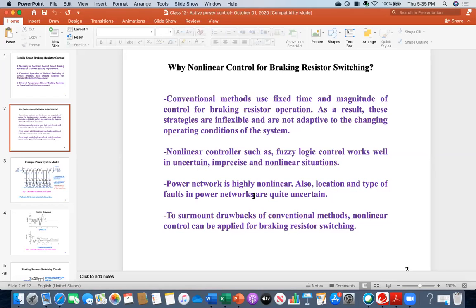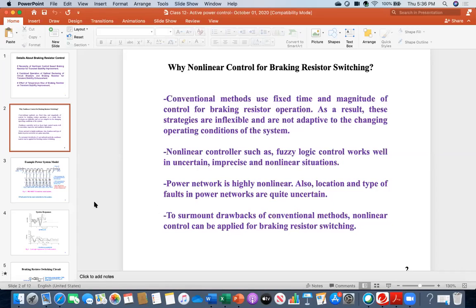Also, the location and type of the fault in the power network are quite uncertain. You don't know when, at what location, and what type of fault will happen. All are uncertain. Therefore, you have to choose a controller that can work under uncertain situations, not any fixed thing. If it is fixed, known things, then definitely a linear controller will work better. But when there is uncertainty, impreciseness, and high nonlinearity, then you need a nonlinear controller. One of the best examples is the fuzzy logic controller.